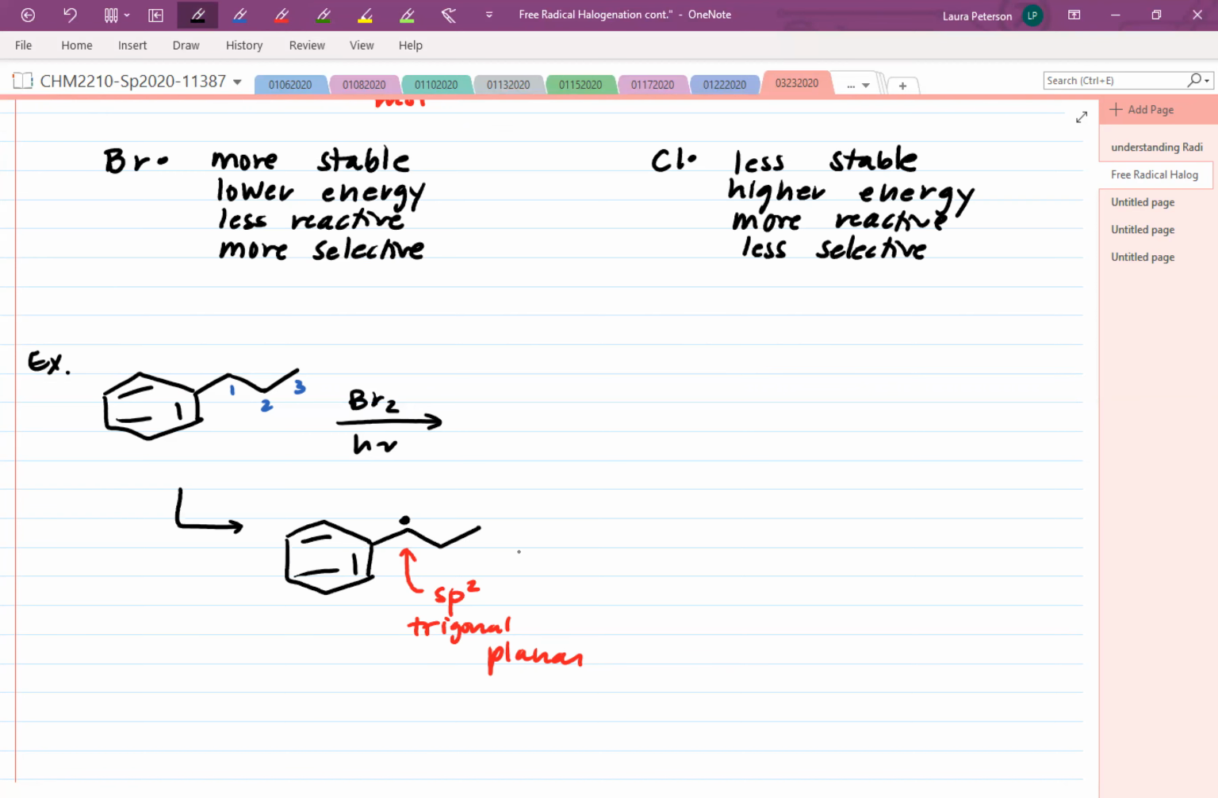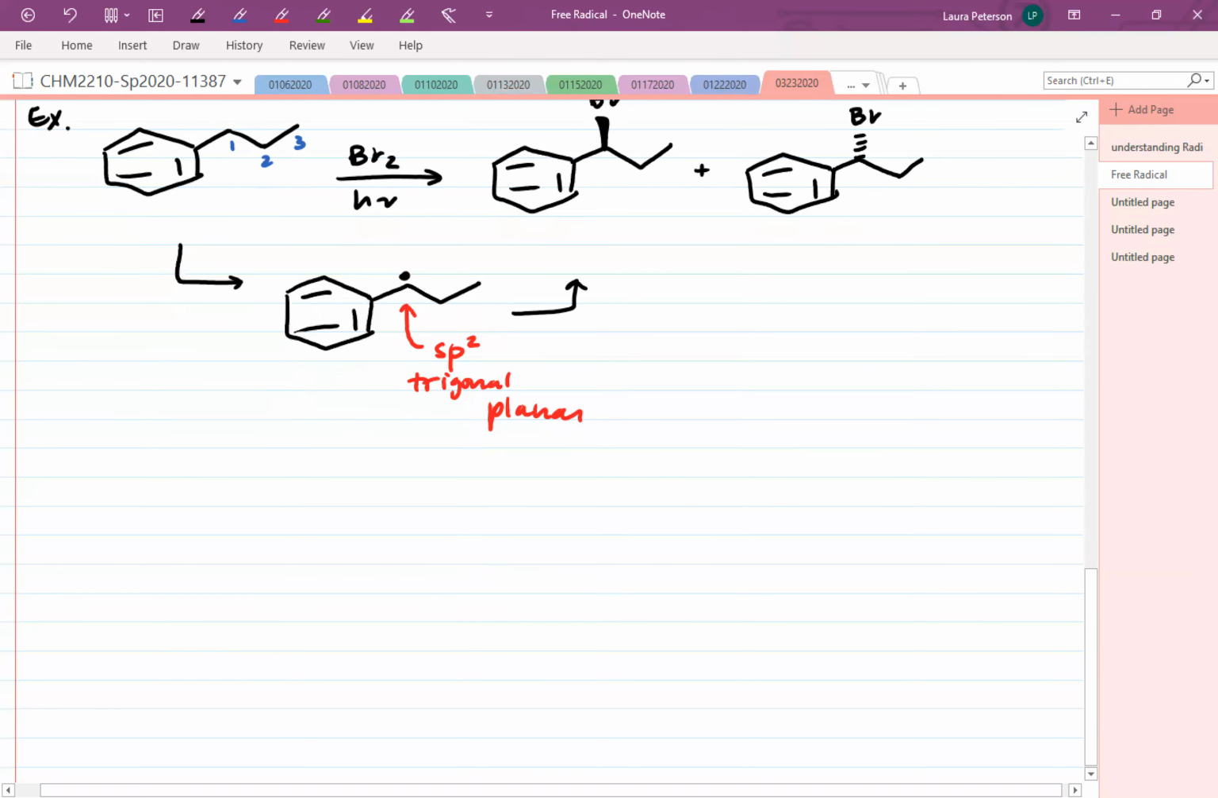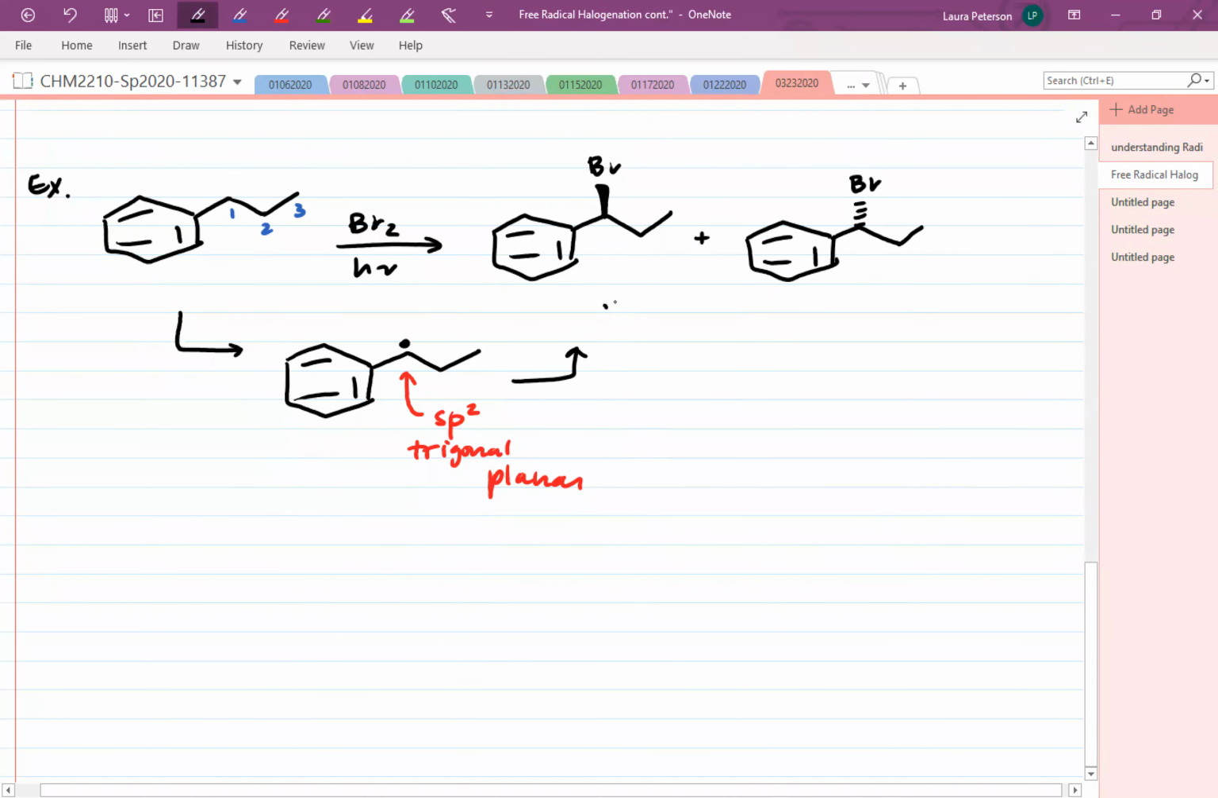Okay, so the products of this reaction would be the racemic mixture at the benzylic position, coming from the secondary and benzylic radical. Okay, so this is racemic. Okay, and again, in terms of stereochem, this radical intermediate that we have right here is sp2 hybridized and trigonal planar.